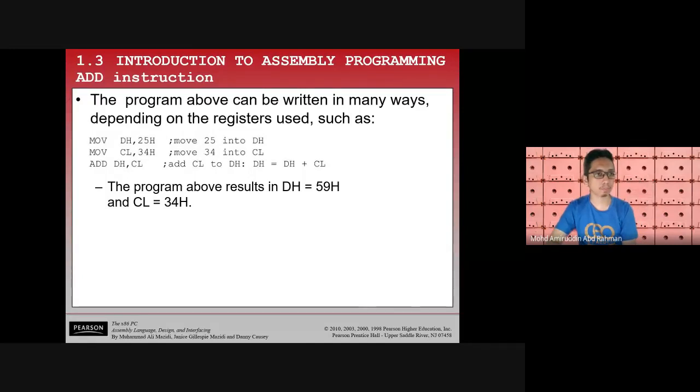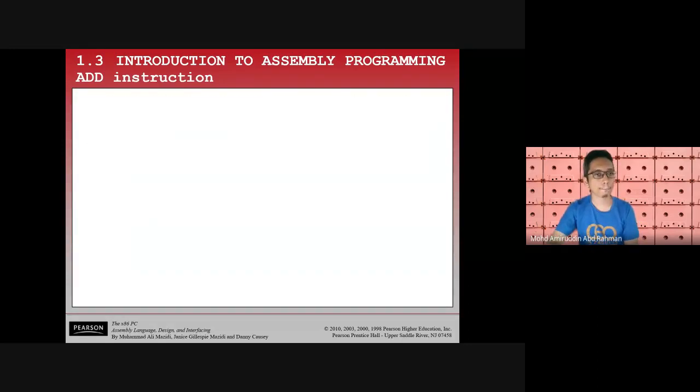Okay, so the program can also be written in many ways. It depends on the registers used. For example, we move the value of 25 into DH. And then we move the 34 to CL. And then the content of CL is added to DH. So DH now becomes 59, and CL remains 34.